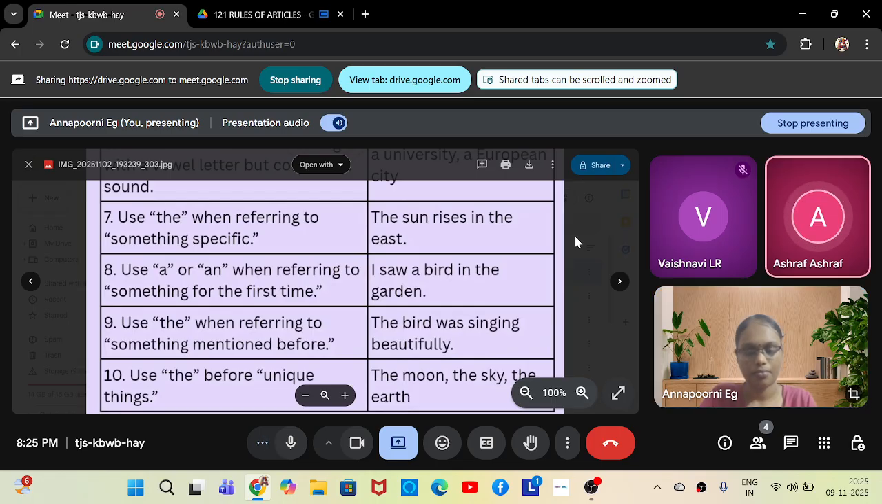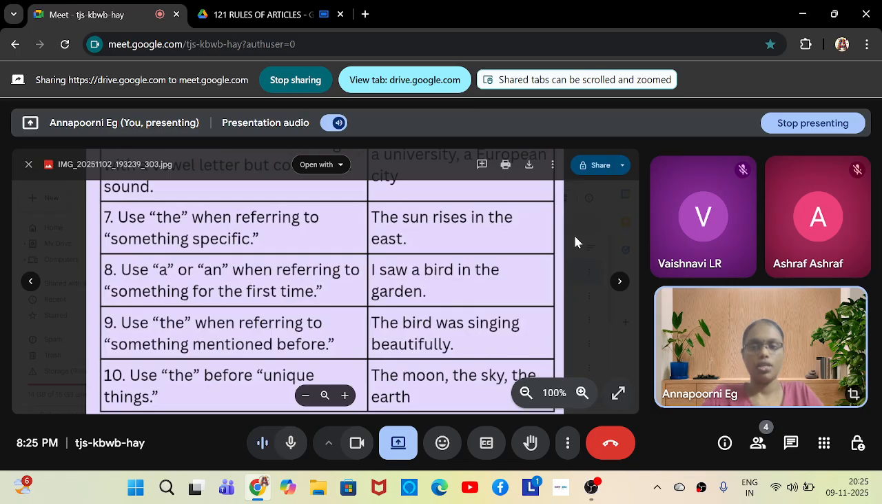I saw a bird in the garden. Okay, I saw a bird in the garden. So here you are speaking about a bird that you saw for the first time.